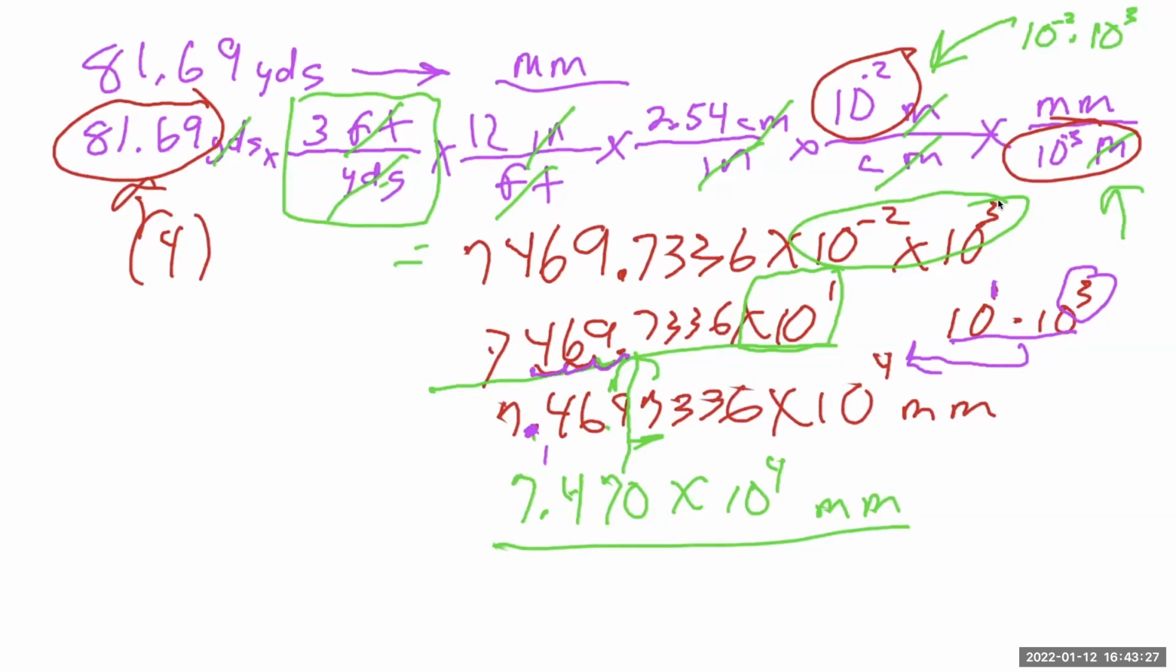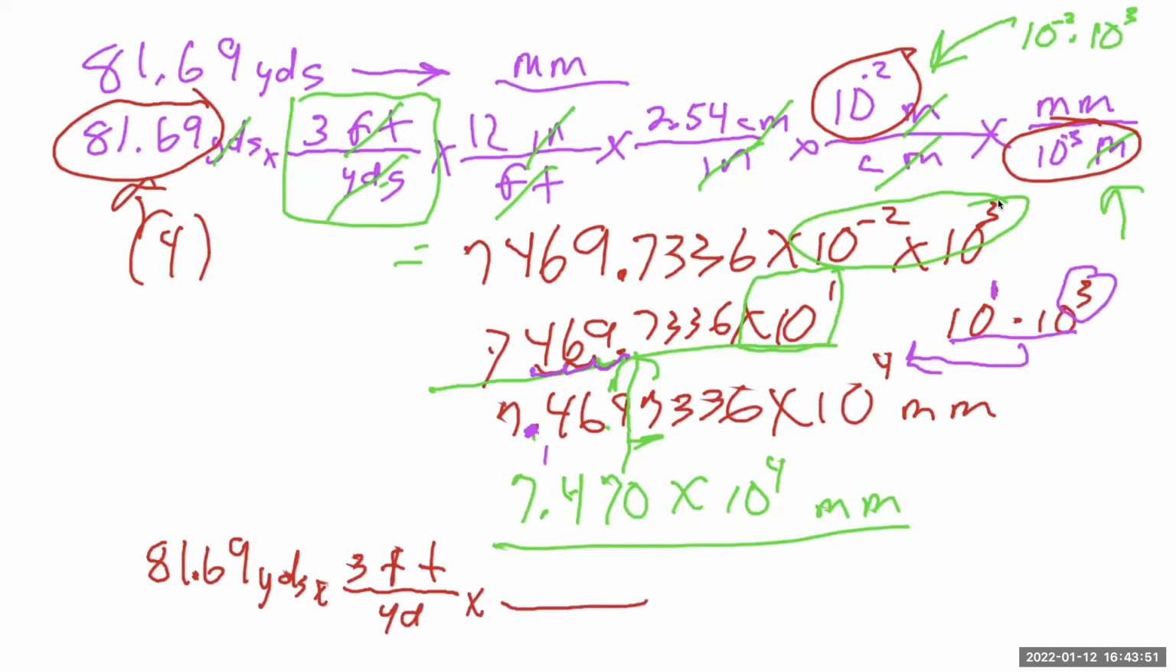Okay. And let's just do it a different way to show it would still work. Let's start with 81.69 yards, and let's go to feet. There's 3 feet in a yard, same as before. And now let's convert feet into meters.